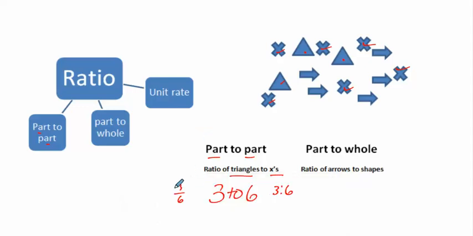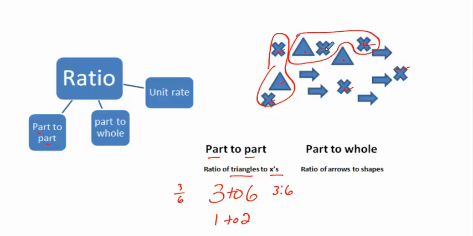Now, hopefully some of you see, well, I could simplify that. So if I simplify my 3 to 6, I could divide them both by 3, and I get a 1 to 2 ratio. So let's see if we can figure out what that means. So 1 triangle to every 2 x's. Yep, that simplifies.